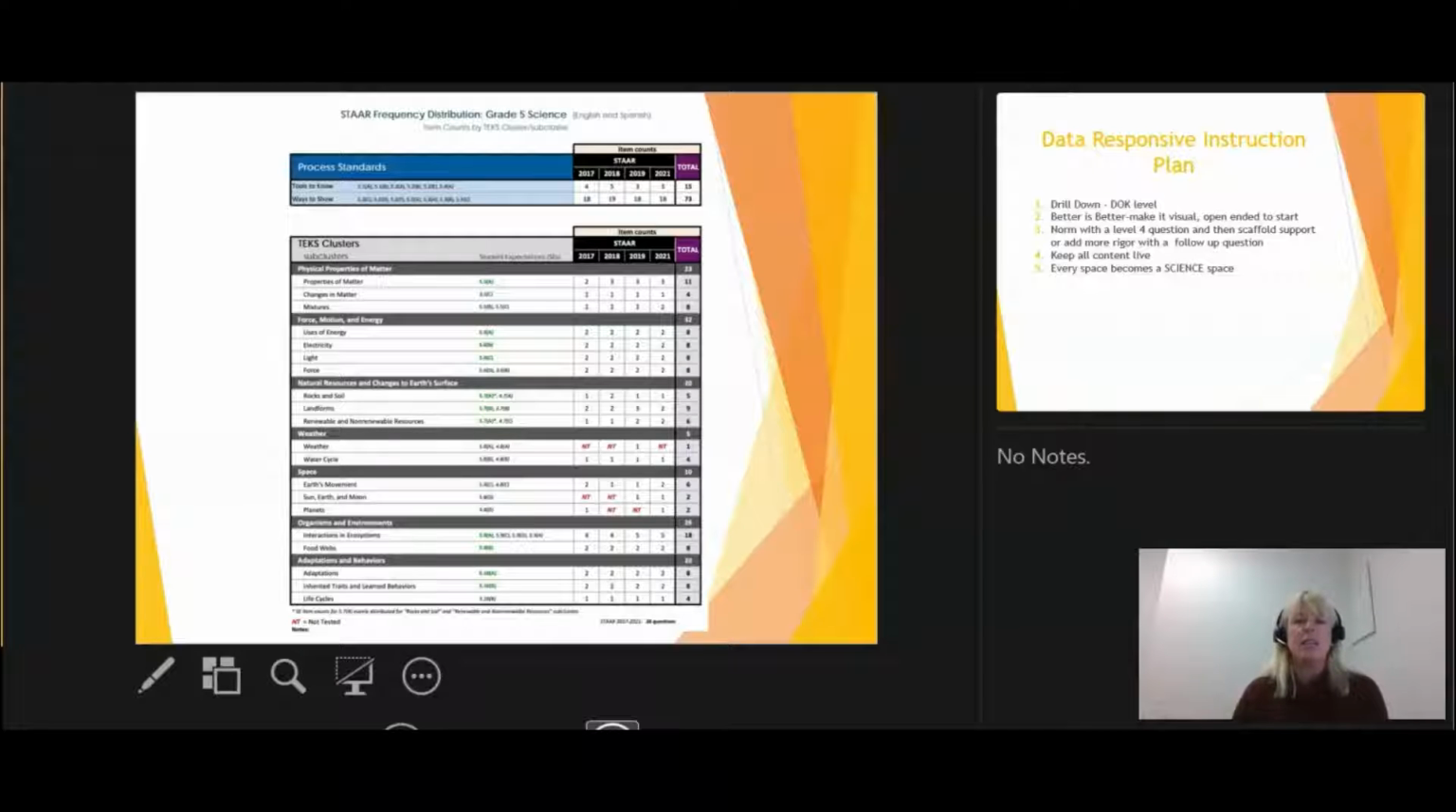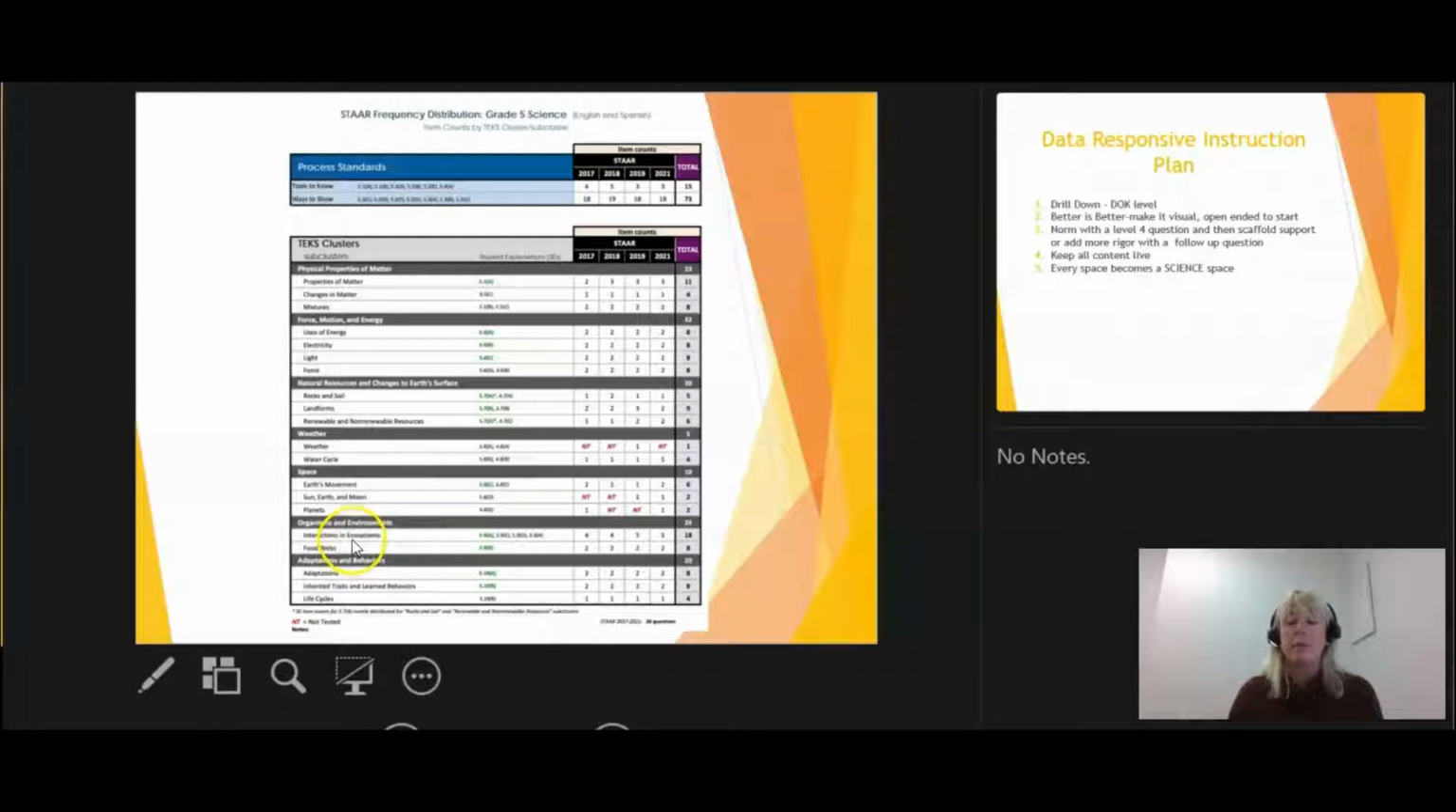Now let's look at the years. On this particular document, it's got data for 4 years. Pay careful attention to that column 2021. You can tell how many times out of 36 questions this particular TEK was tested. And I'm going to look down here at one of your money TEKs and your money subclusters. I call it money because it was tested 5 times out of 36.